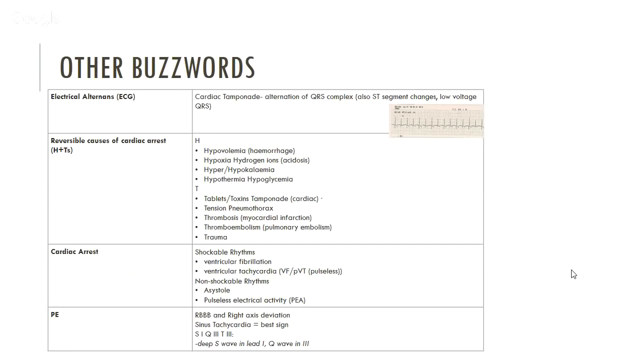The other things, which I did include before, sorry, but this is more for next year, are other buzzwordy things. I don't think it'll come up for you guys, but if it's alternating QRS complexes, like a high and a low one, that's cardiac tamponade. Also causes of cardiac arrest, the H's and T's, shock rhythms, non-shock rhythms, and PE, which I'll upload the new slides for later on. I don't think you guys have to know, but definitely next year. You can add this to your next year.